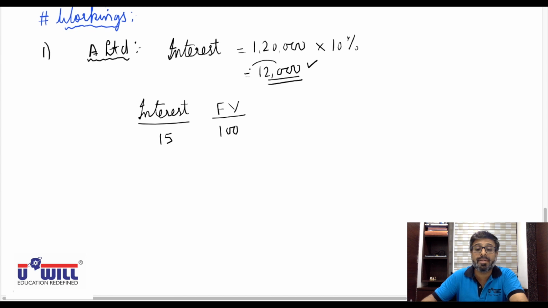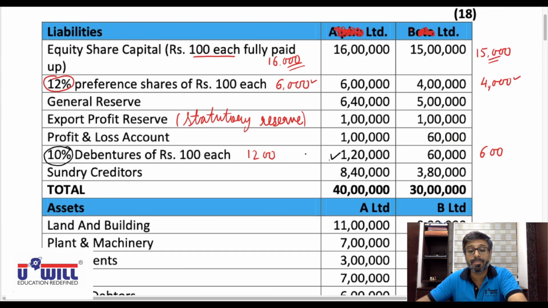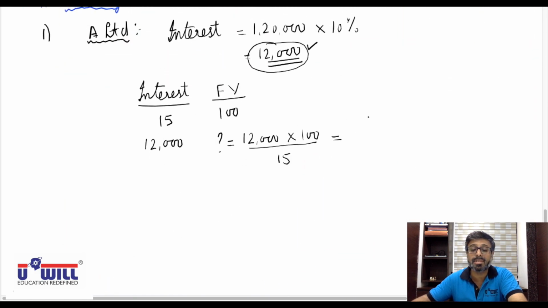Now they want to earn the same interest of 12,000 rupees. So if they want to earn interest of 12,000 rupees at the rate of 15%, then what should be the face value? 12,000 into 100 divided by 15. 12,000 into 100 is 12 lakhs. 12 lakhs divided by 15 will come to 80,000. Check it on the calculator, everyone.